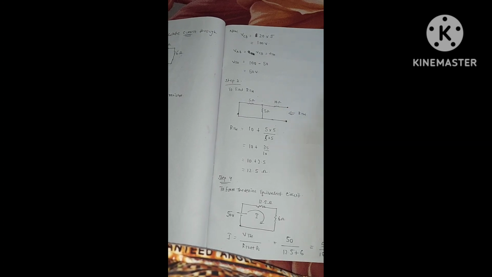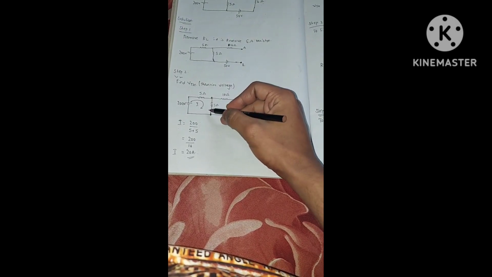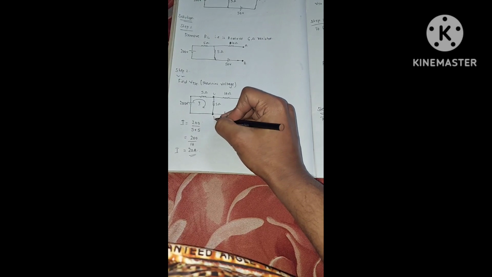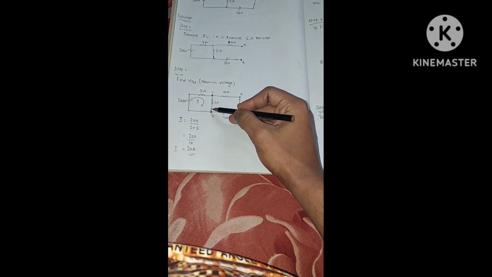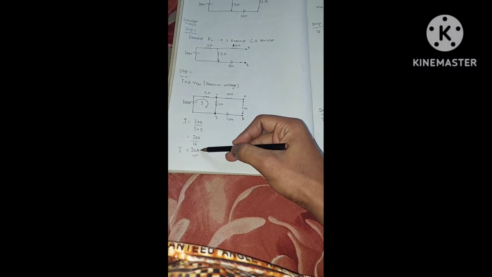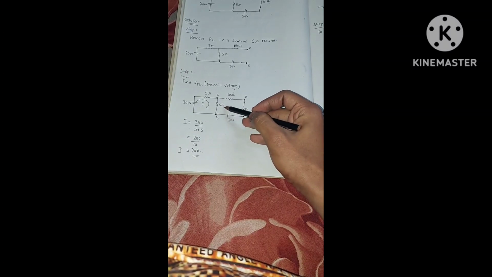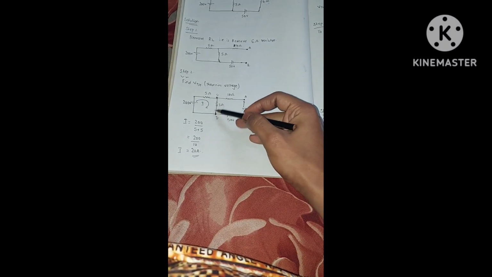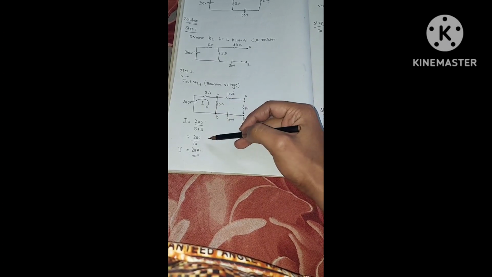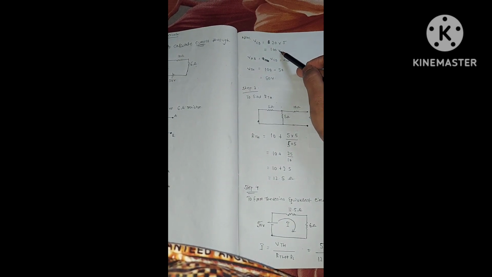Next, we need to find the voltage across CD. In my video, I have marked these two terminals as A and B, and these as C and D. So we need to find the voltage across C and D. We know that voltage is equal to IR. We found I as 20 amperes. The resistance across CD is 5 ohms. So VCD is equal to I times R, that is 20 into 5, which is 100 volts.